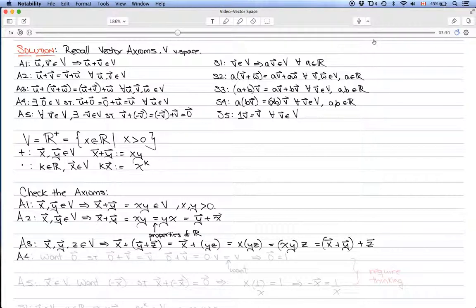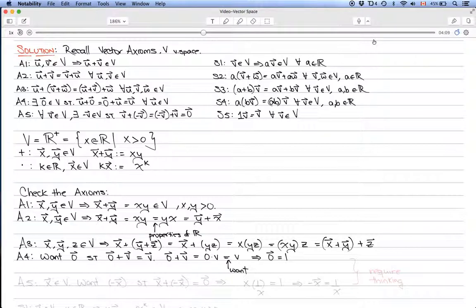So A4 requires a little bit of thinking. We want a zero vector. So we want 0 such that when I take any element of my vector space and add it to the 0 vector, I get my element back. So when you do the addition 0 plus v for any v in our vector space, look at it by definition. This is the same thing as 0 times v, and we want this to equal v. So what does 0 have to be in order for us to get our element back? Well, that means that our 0 vector necessarily needs to be 1.